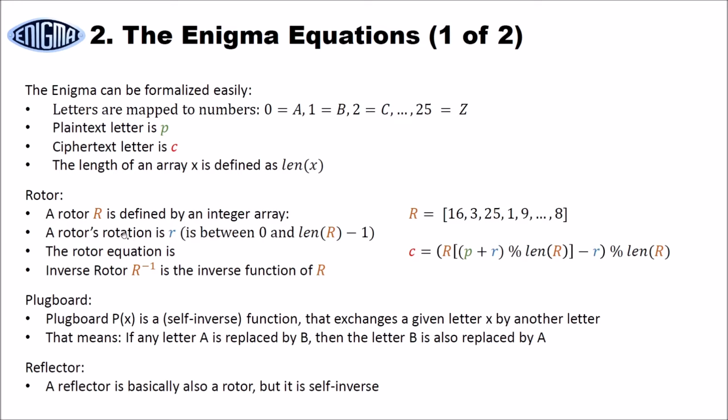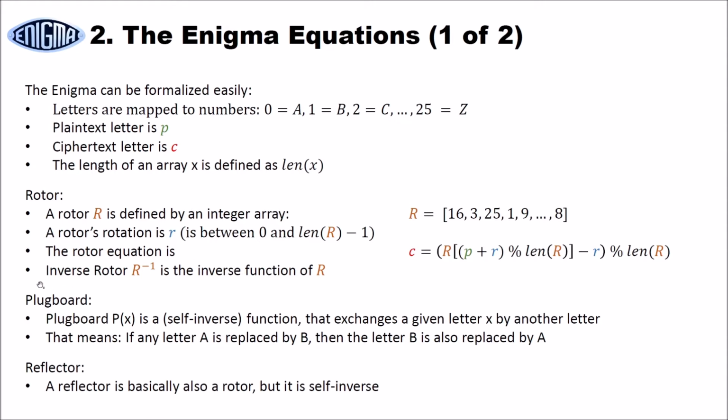And then, of course, we do not only need a rotor, we also need inverse rotors because, as we will see later, the current goes forward through the rotors and then backwards. And the inverse rotor R to the power of minus 1 is the inverse rotor function of R. Meaning, when we encrypt with a rotor, for instance, the number 4, and we get a 16 with a specific rotation, then when we use the inverse rotor and we put in the 16, we get back the 4, and so on and so forth. For each rotor, we have an inverse rotor.